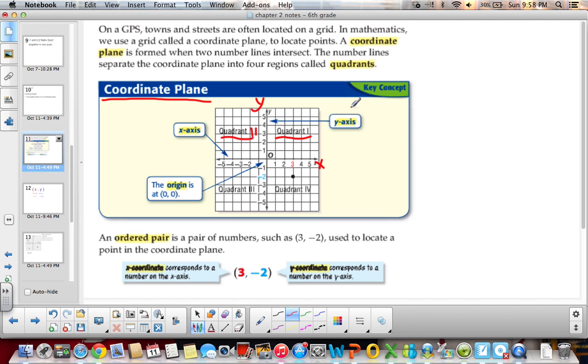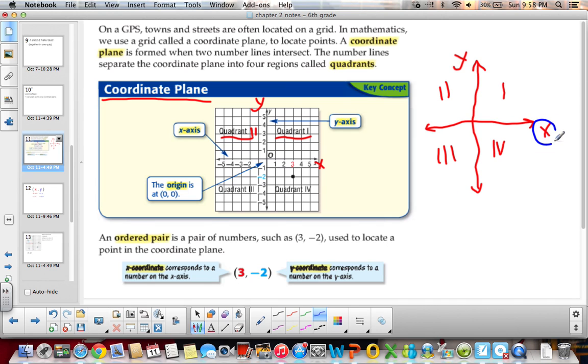So you have your arrow, horrible straight line, I know. Okay, and then you want to write your lines with your arrows, and then you're going to label it X. Here's your Y. You're going to write out the word quadrant, quadrant 1, quadrant 2, quadrant 3, quadrant 4. Okay?